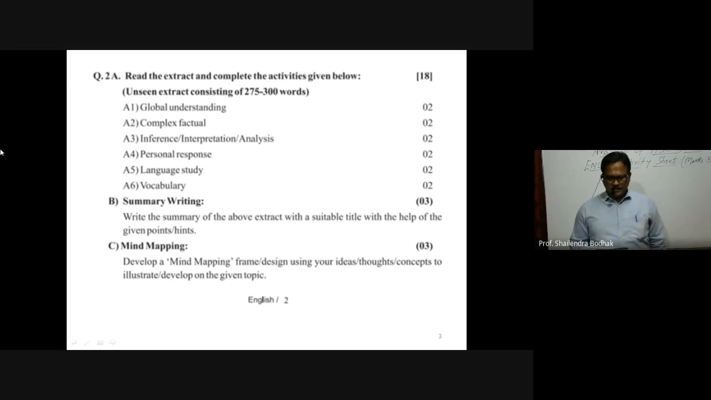Develop a mind mapping or frame a design using your ideas, thoughts, concepts, to illustrate and develop on the given topic. Now what is mind mapping? Mind mapping is a graphical way to represent ideas and concepts. So you have to represent mind mapping in a table form or chart form. It is in the form of a chart.